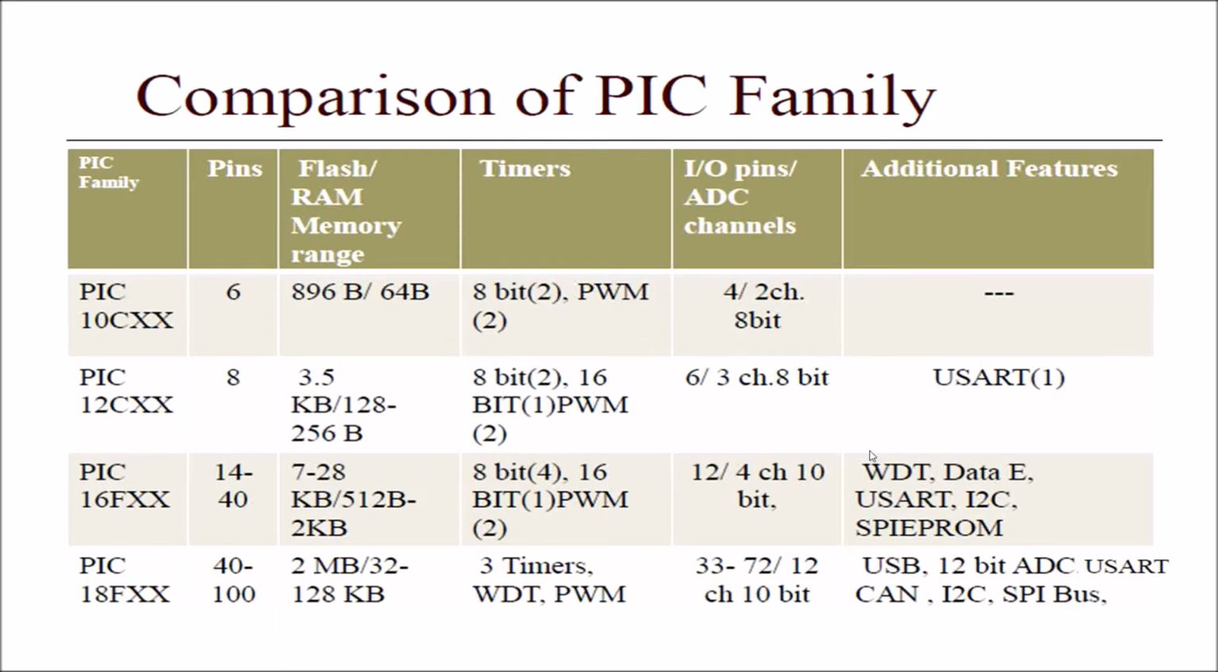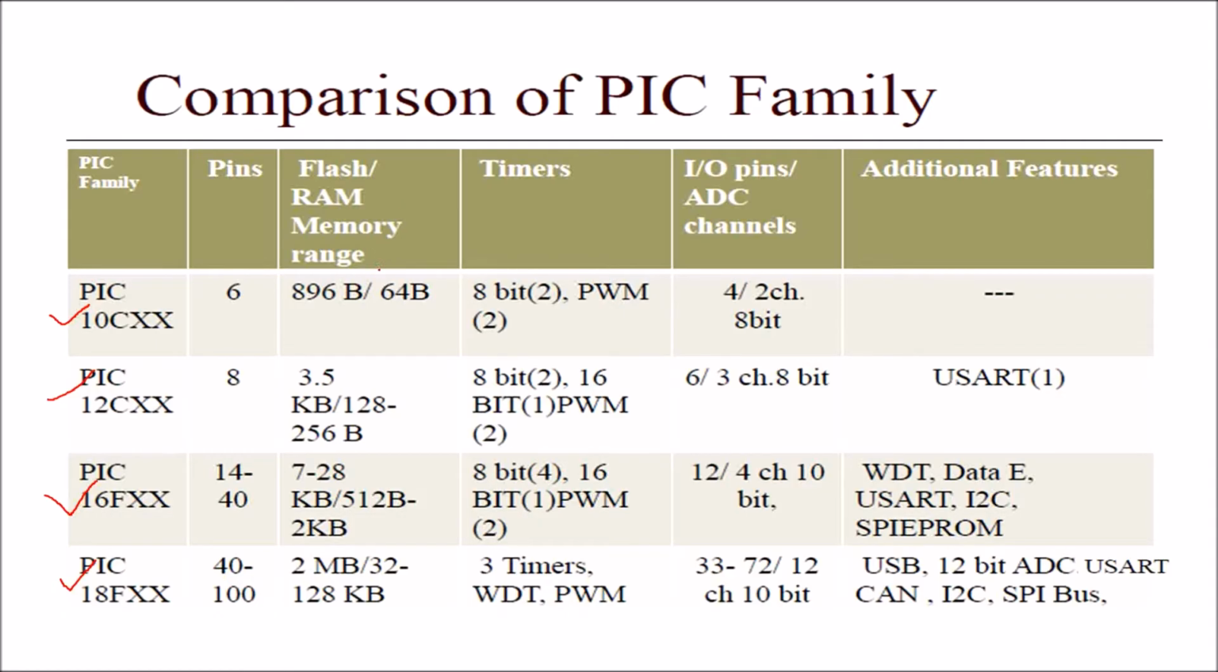Now there are different family members available in PIC microcontroller. Just go through the comparison of these different family members. Here we are comparing PIC18C, PIC12C, PIC16F and PIC18F family. In PIC10, the pins are 6, PIC12 pin numbers are 8. For PIC16F, depending upon version, the pin number varies from 14 to 40. Whereas for PIC18F family members, the pin number varies from 40 to 100.